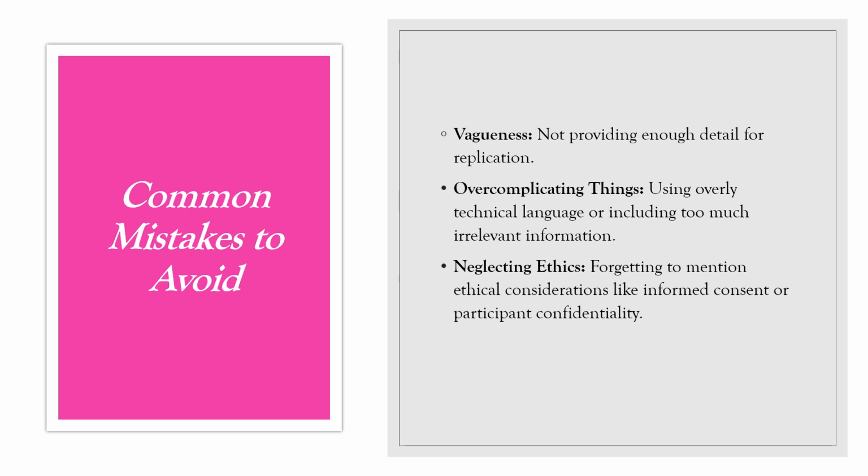So here are some common mistakes to avoid when writing this method section. Vagueness. Make sure your procedures are detailed and not overly general. On the other side of that, overcomplicating things. So don't use unnecessary technical language. The method section should be understandable to any researcher. Of course, you don't want to neglect ethics, so make sure you clearly state how you'll handle ethical considerations. And of course, this is non negotiable in psychological and educational research.